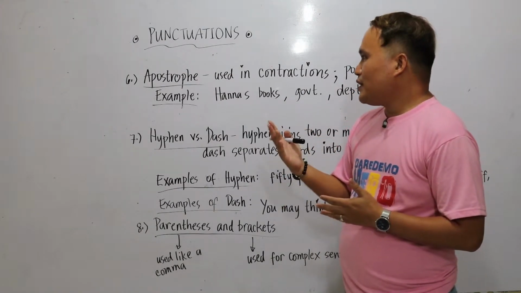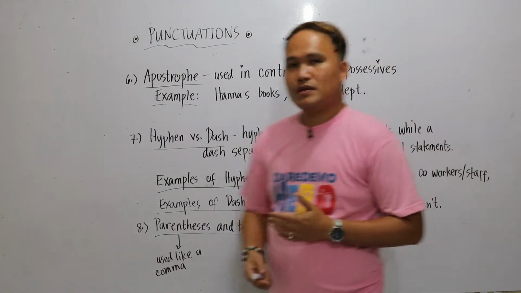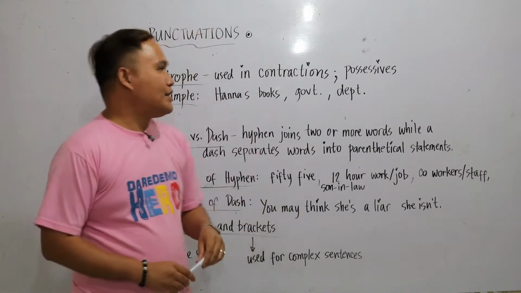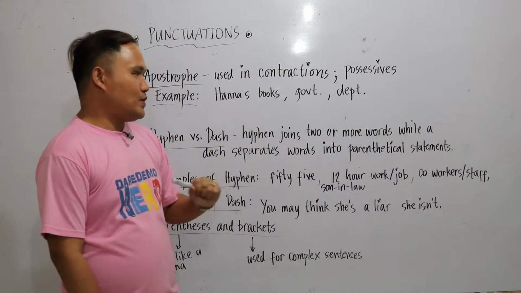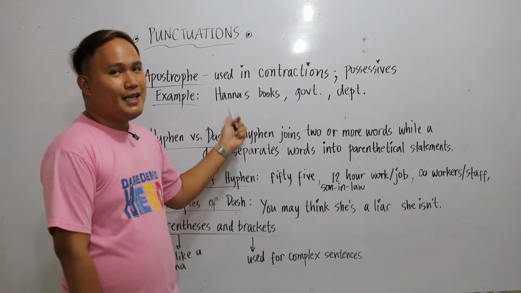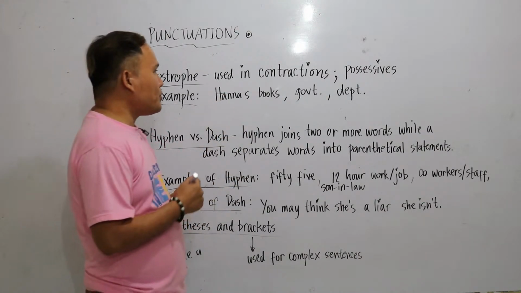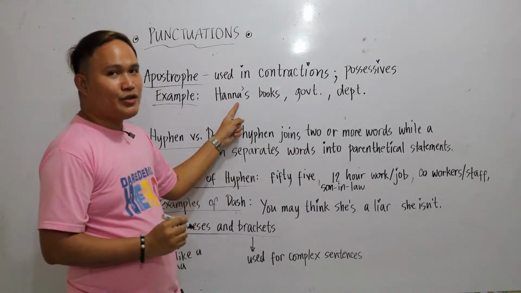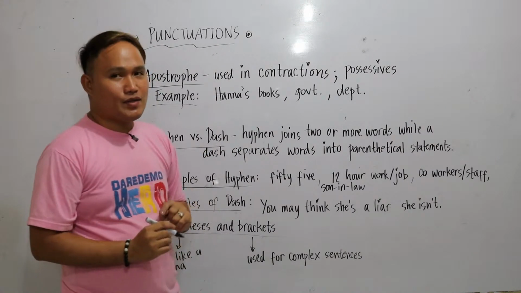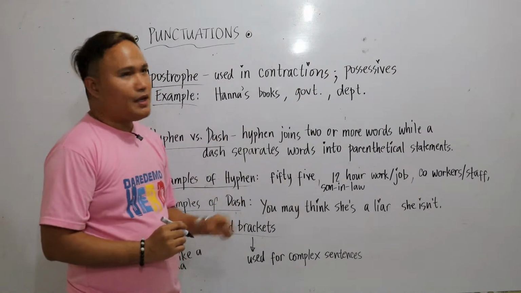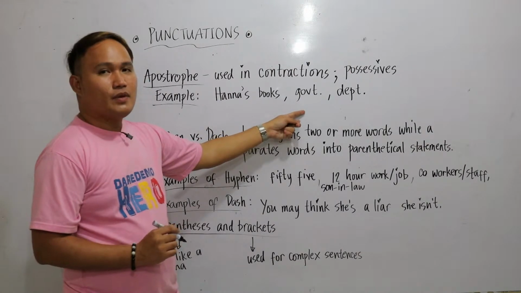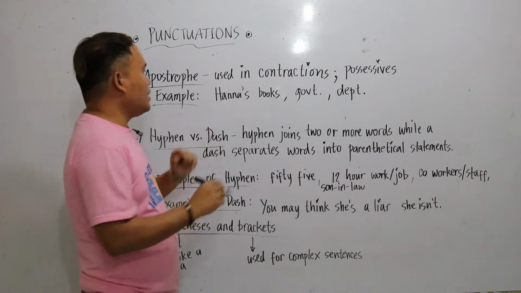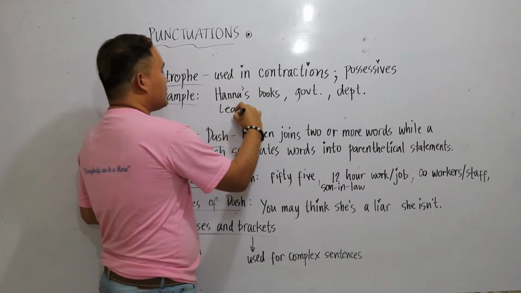So for apostrophe, this is used in contractions and also possessives. So we have examples. Hannah's books. So whose books are those? It's Hannah's books. So where do we put the punctuation here? Of course, between the last letter of the word and the S to show possession. Okay, Hannah's books. Who can give me another example of possessives? Okay, let's have Leia's pencil.